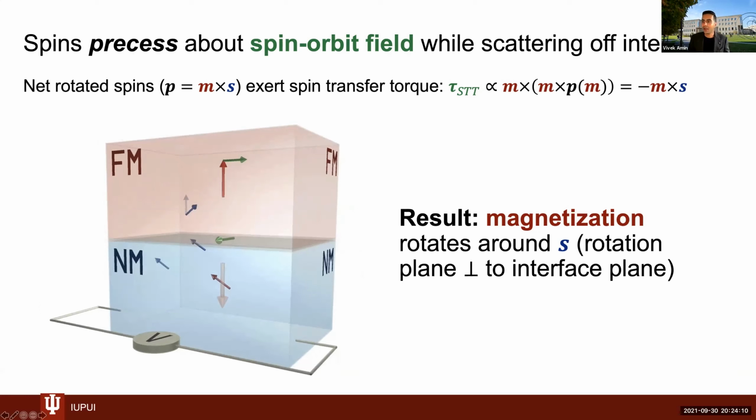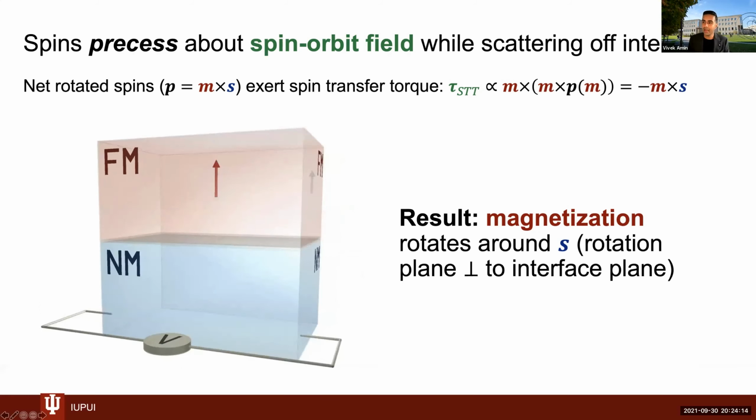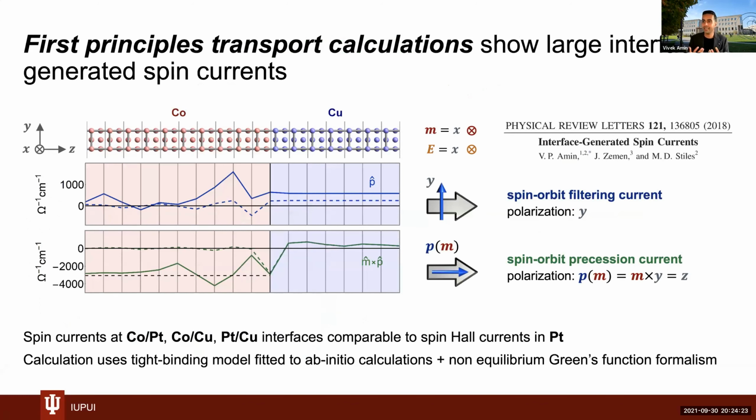Okay, so I've talked about these using a very simplistic model. Essentially it's like a free electron gas with a delta function scattering potential. And just to show that essentially, these things quantitatively will happen. But what about a more quantitative estimate of these effects? So for that, we have to turn to first principles transport calculations.